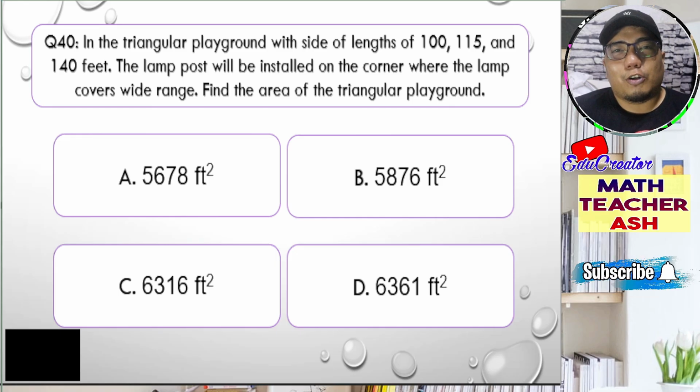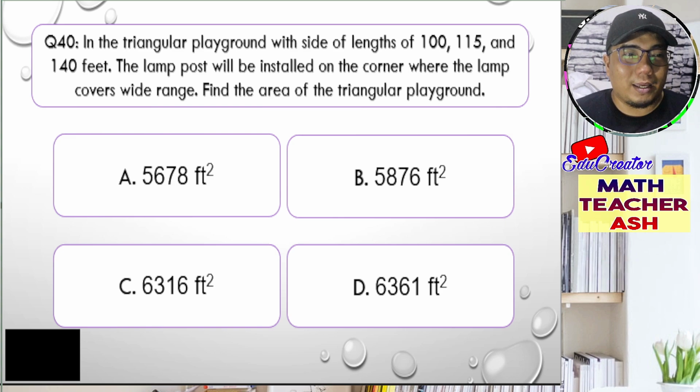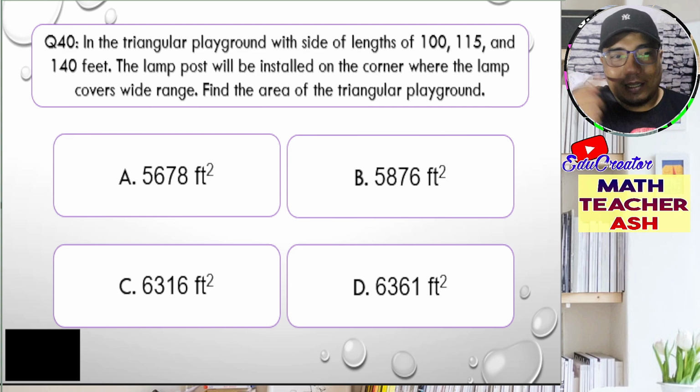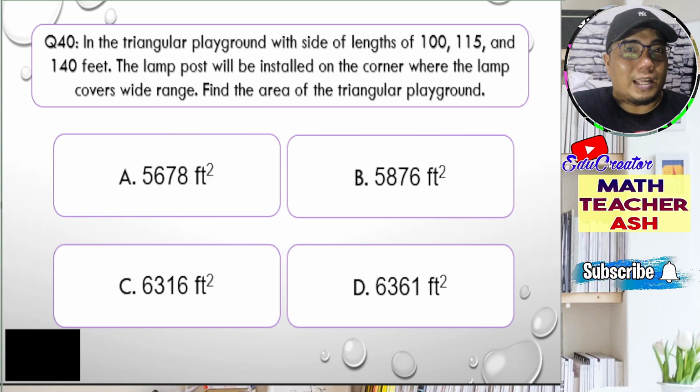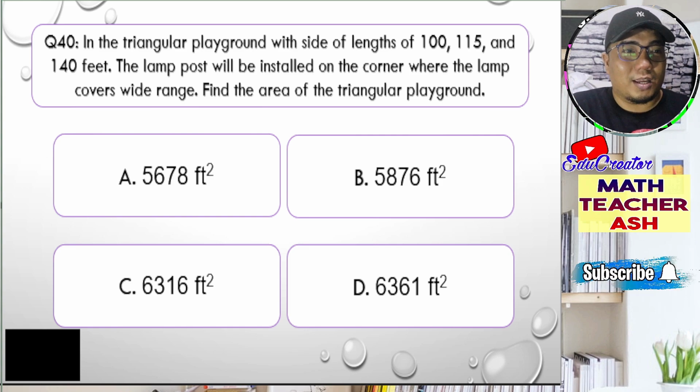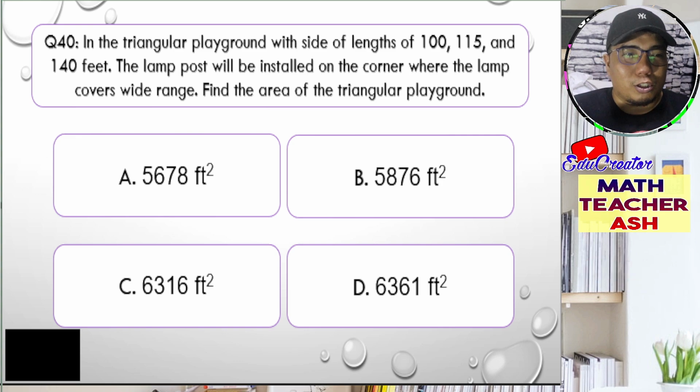Okay, math learners, in order for you to solve this one, what you need to do is to apply the formula in getting the area of a triangle. But in this case, you cannot apply what you have learned in elementary, base times height over 2, because the base and the height are not given for the triangle. Instead, the 3 sides of the triangle are given. So how do you get the area of a triangle given the 3 sides? What you need to apply is Heron's formula.